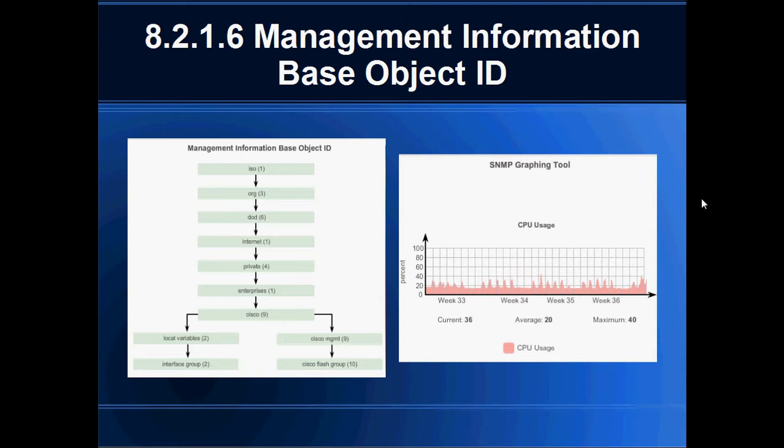hierarchy of OIDs, usually shown as a tree. This tree for different devices includes some branches with variables common to many networking devices, and some branches with variables specific to that device. RFCs define some common public variables. Here we can see portions of the MIB structure as defined by Cisco.